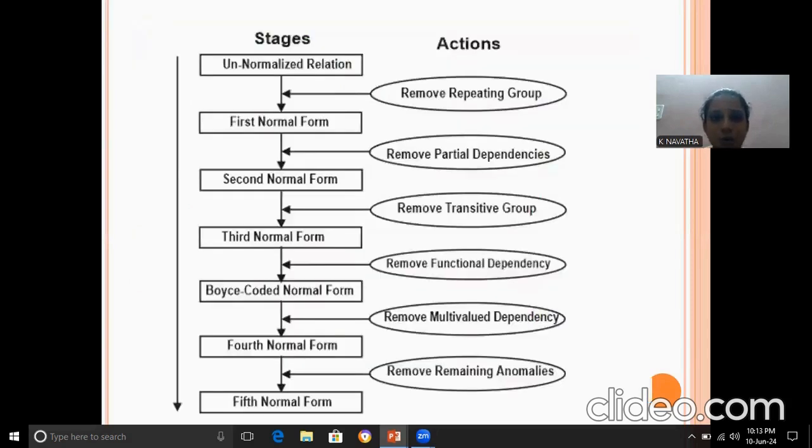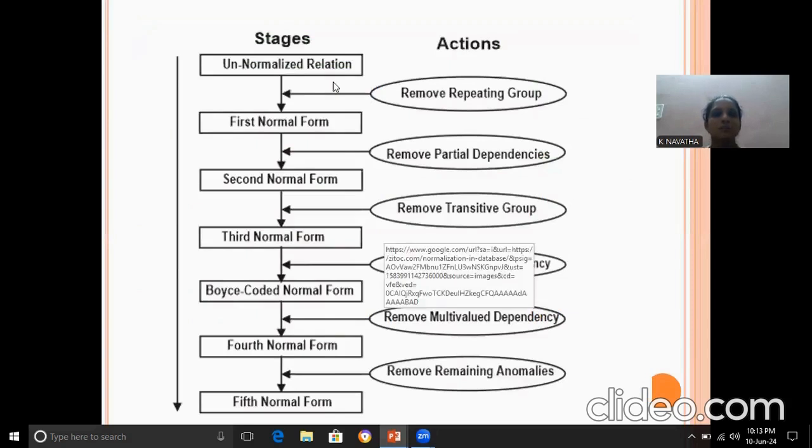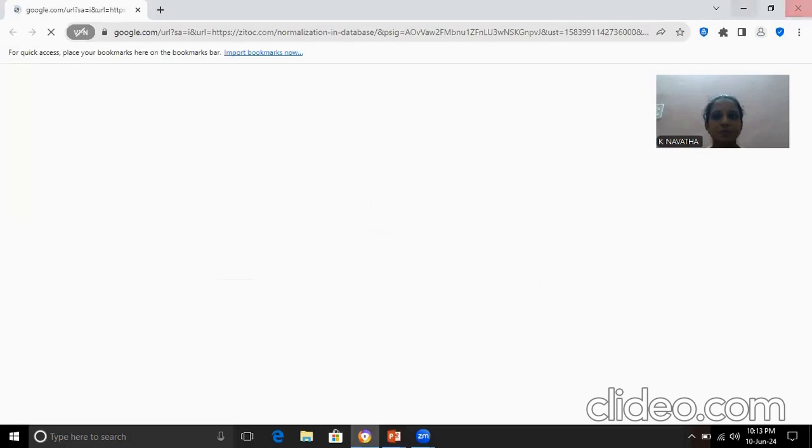Now stages and actions, how we perform. Stages are what? Now see here, stages of normalization. Here are the stages, here are the actions, to overcome the redundancy or inconsistent data.